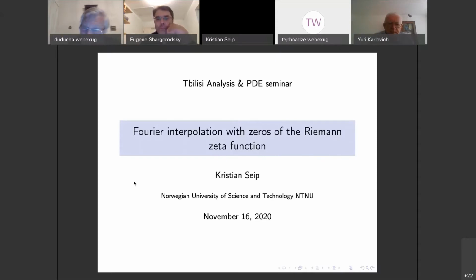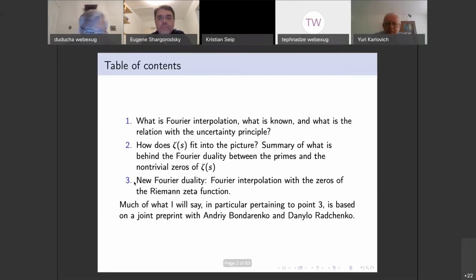I will speak about what is called Fourier interpolation, in general, and with the zeros of the Riemann zeta function. So please, could we go to the next slide? And I'm sorry for all this trouble.